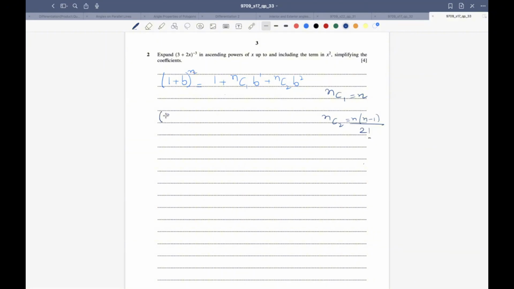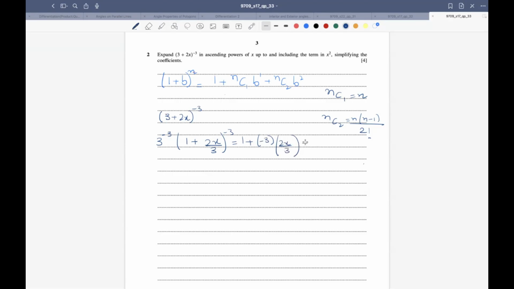Now in the question, we have (3 plus 2x) to the power of minus 3. As we need a 1 in place of 3, we can take 3 common out. So when we take 3 common out, we'll be writing 3 to the power minus 3, as the power is minus 3. Now this will become (1 plus 2x upon 3) to the power of minus 3. Now applying the expansion formula, we'll get 1 plus, so nC1 is n and n is minus 3. So that will become minus 3 into b, which is 2x upon 3.